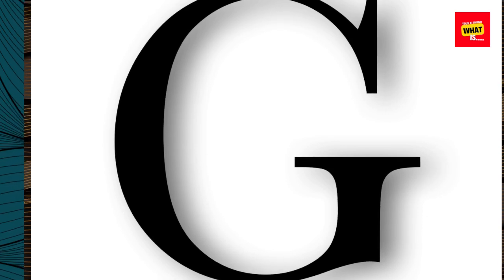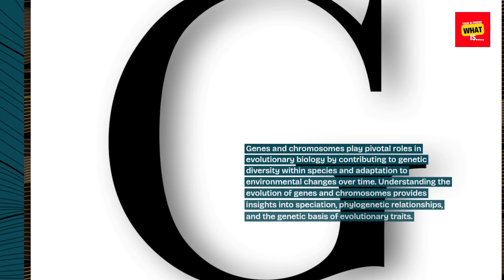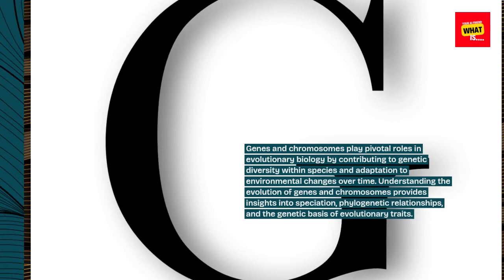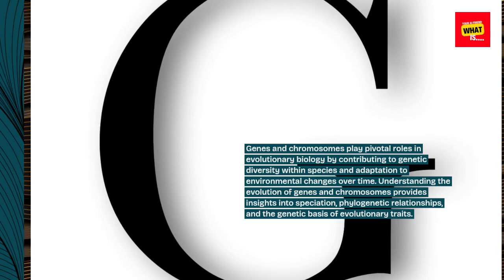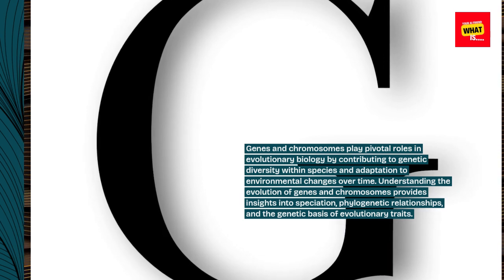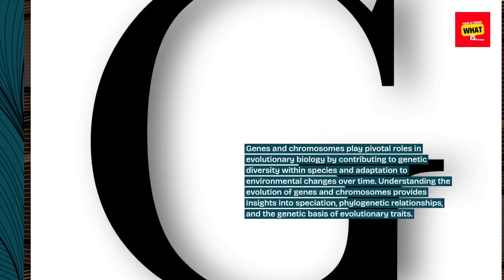8. Evolutionary perspective. Genes and chromosomes play pivotal roles in evolutionary biology by contributing to genetic diversity within species and adaptation to environmental changes over time. Understanding the evolution of genes and chromosomes provides insights into speciation, phylogenetic relationships, and the genetic basis of evolutionary traits.